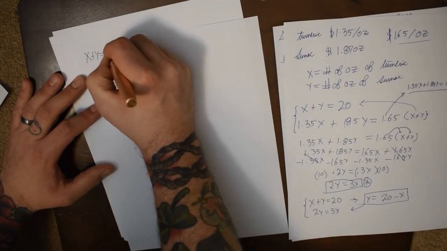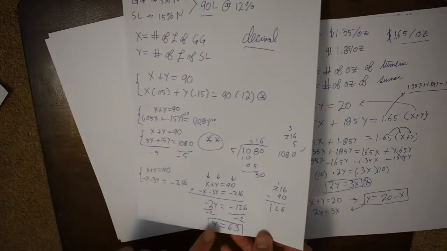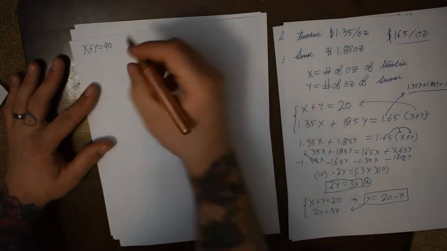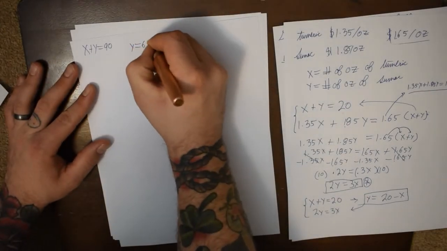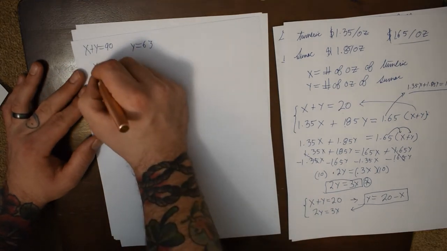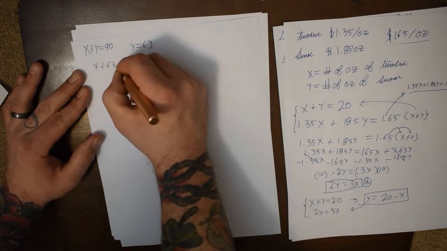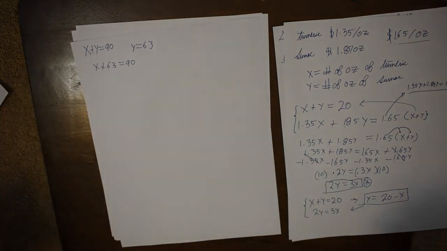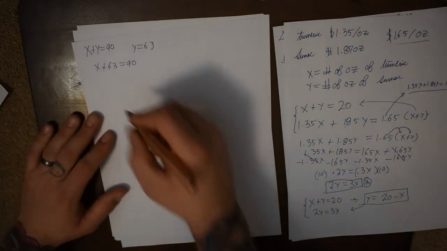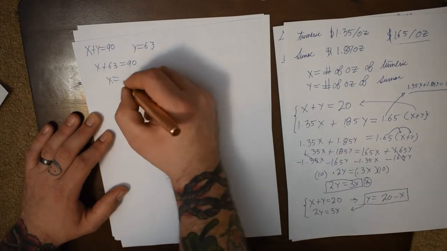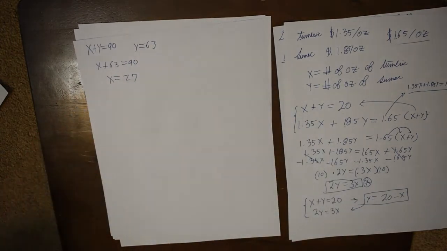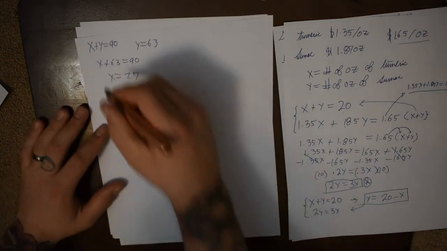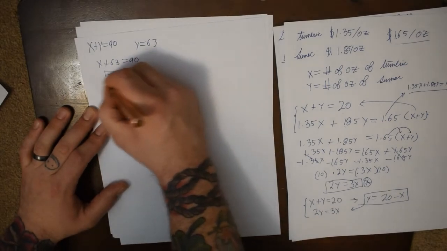had to equal 90, and we know that y is equal to 63. That means x plus 63 has to be equal to 90. Subtract 63 from both sides. That means x is going to have to be equal to 27. Yep, x is equal to 27.